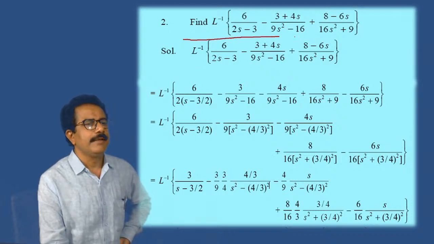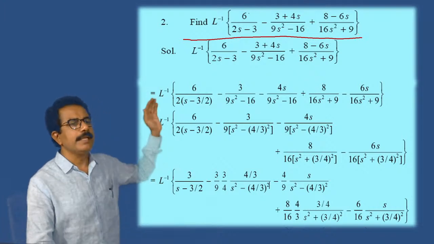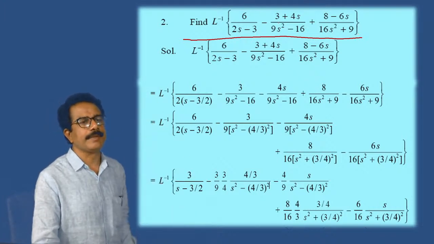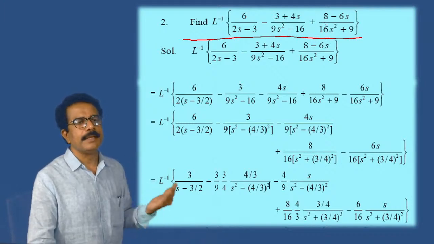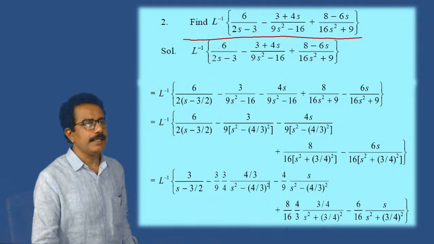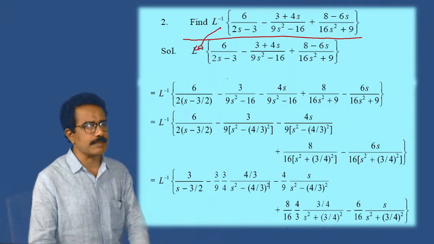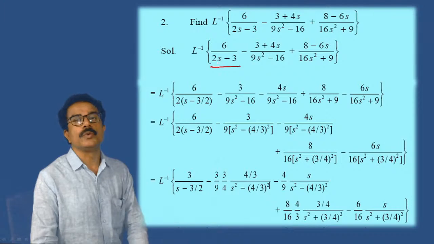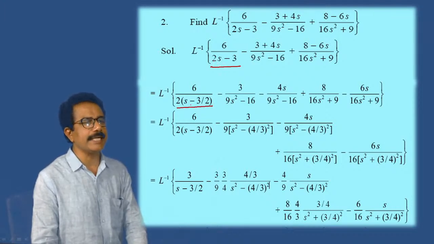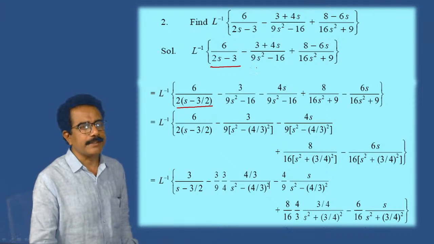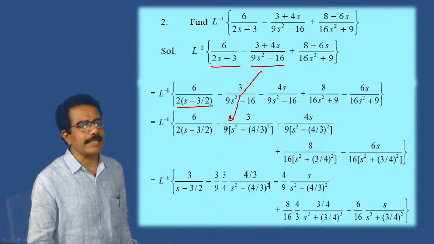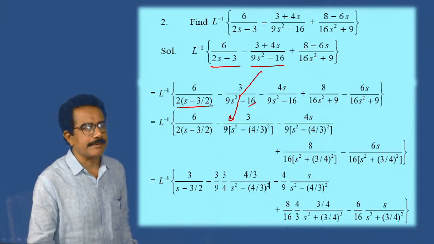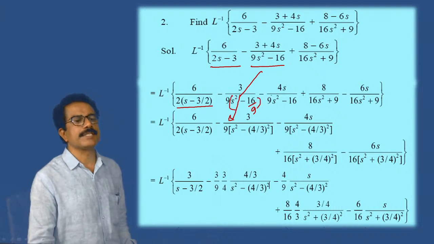What is that? Find L inverse of 6 divided by 2p minus 3 minus 3 plus 4p divided by 9p square minus 16 plus 8 minus 6p divided by 16p square plus 9. So our aim is to find the inverse Laplace transform of this. You can take 2 common from the denominator, so we will get s minus 3 by 2. Again you can take 9 common from the denominator, so it will be 9 in a bracket s square minus 16 by 9. We will write here 16 by 9.